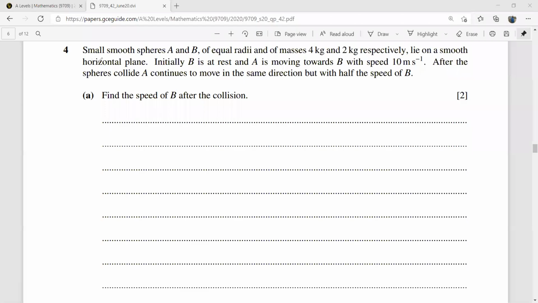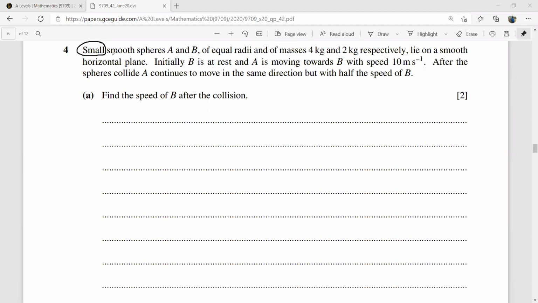Okay, now the fourth question of this June 2020 paper 4-2. It's about small smooth spheres A and B. When it says small, this means that we have to ignore the size of the object. So, small smooth spheres A and B of equal radii, of masses 4 kg and 2 kg respectively, lie on a smooth horizontal plane.